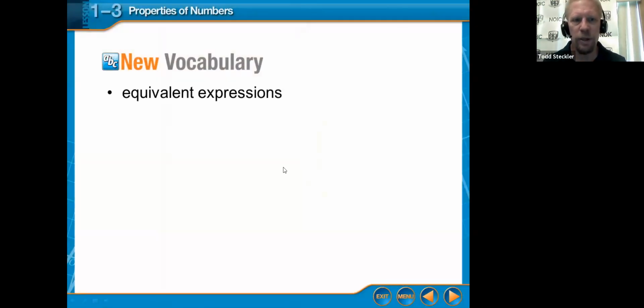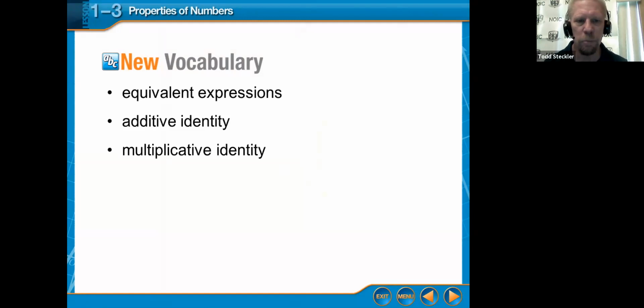So some vocabulary that we'll look at are equivalent expressions, additive identity, multiplicative identity, multiplicative inverse, reciprocal.